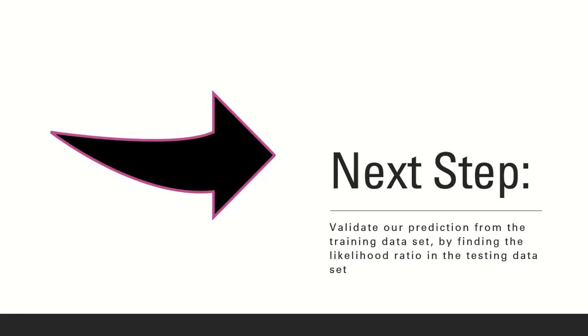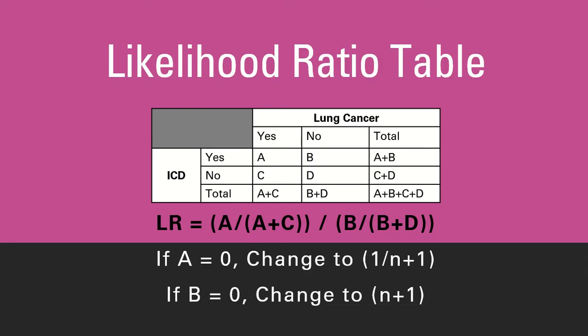So what would be the next step to do? The next step is to validate our prediction from the training data set and find the likelihood ratio in the testing data set. Just a refresher on what variables are used to calculate the likelihood ratio, we're using the same table that we did last class. The likelihood ratio is equal to the quotient of A divided by A plus B, all over the quotient of B divided by B plus D.